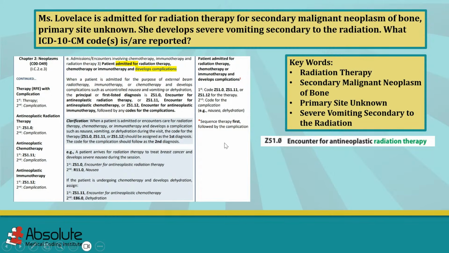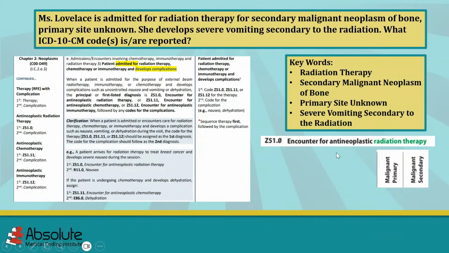So that is what we are going to pick. Specifically for the radiation therapy, the code is going to be Z51.0. That is what we're going to be sequencing first, because that's what it says in this right-hand little aisle right here. And then for our secondary, I clipped it a little bit from the neoplasm chart. Right here, it'll have your primary malignancy and your secondary malignancy.